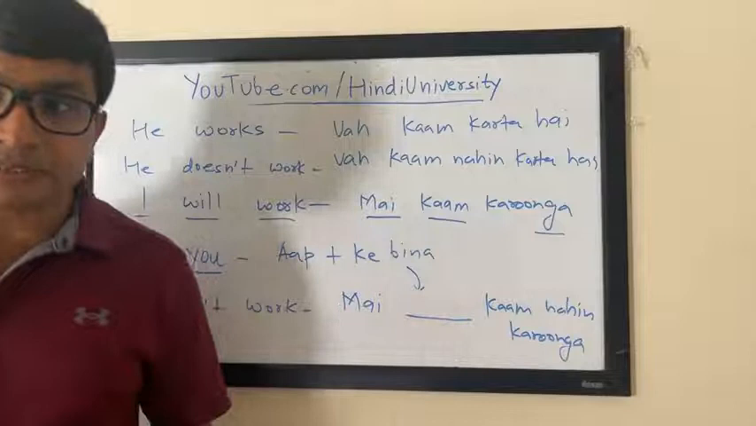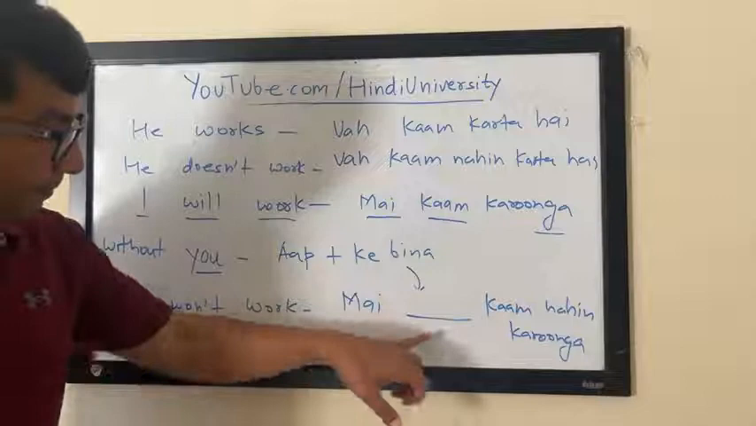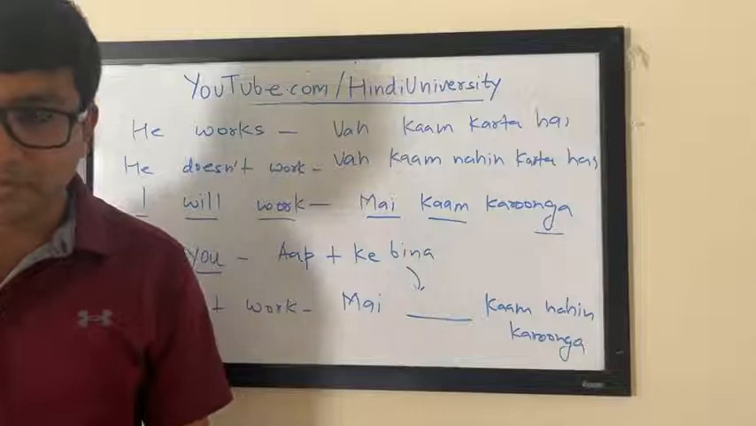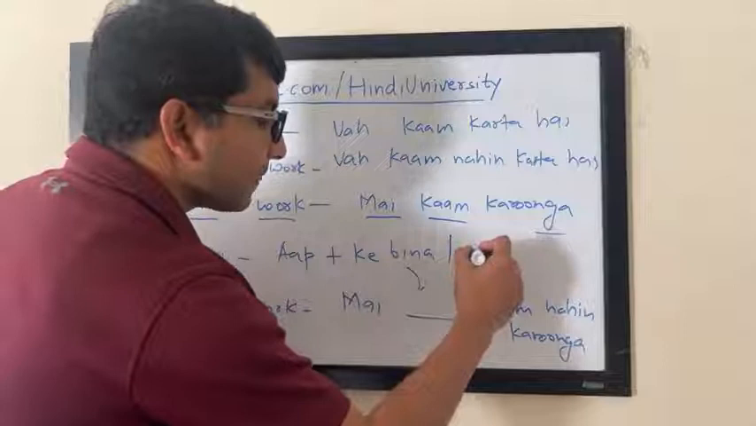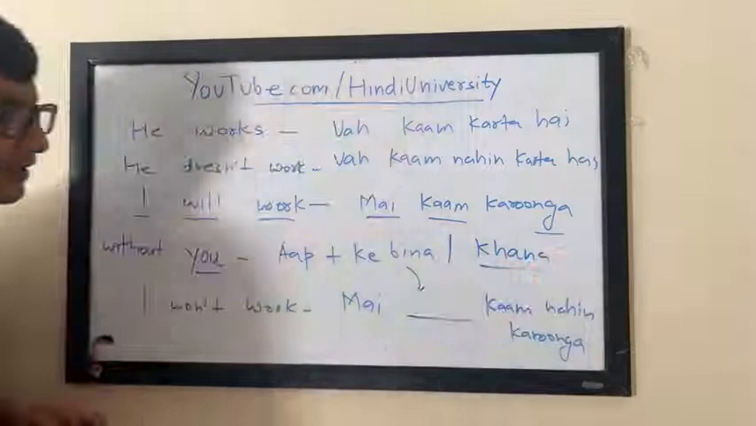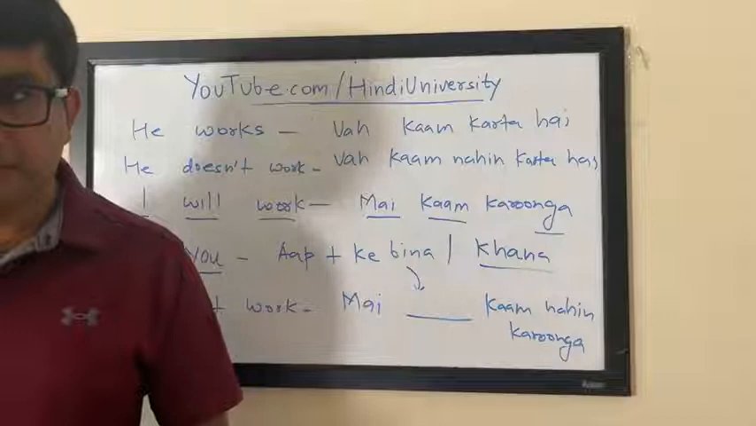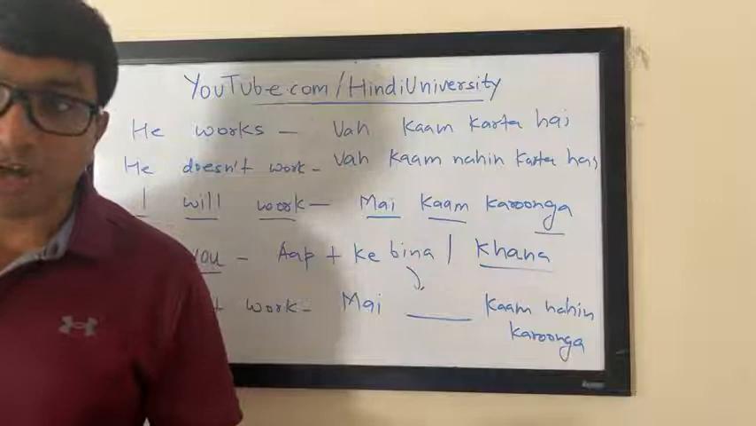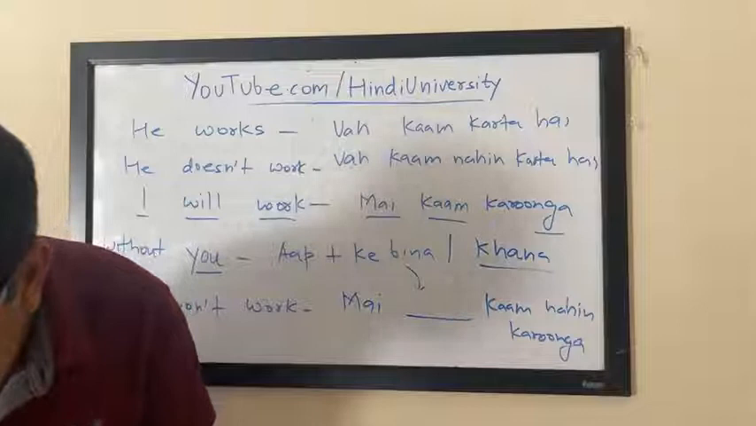I aapke bina eat nahi. I don't know how to say eat. To eat is? What do you think eat is? I eat apple. Something with kha. Kha na. Right? Khana. So, I won't eat without you. Main khana nahi khaunga. Right? Khana is also a noun, and khana is also a verb. So, main aapke bina nahi khaunga. Awesome. Good job, Wujun there.